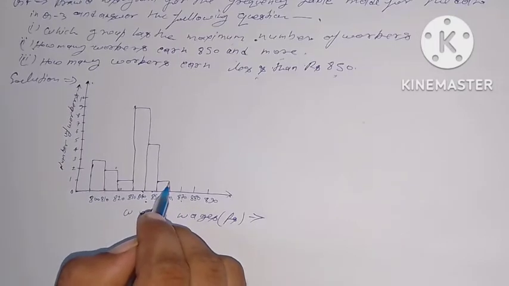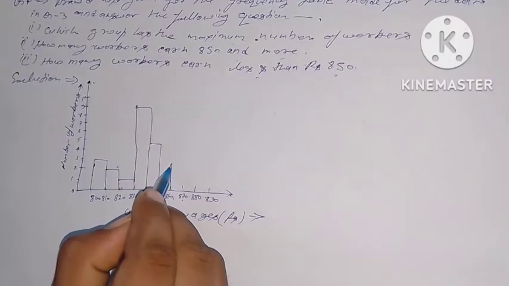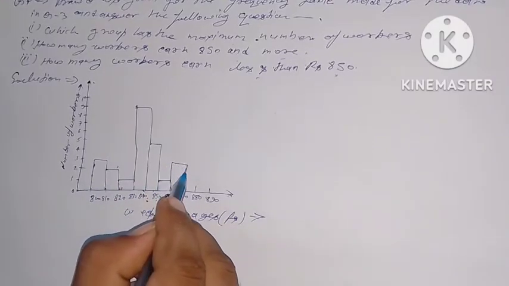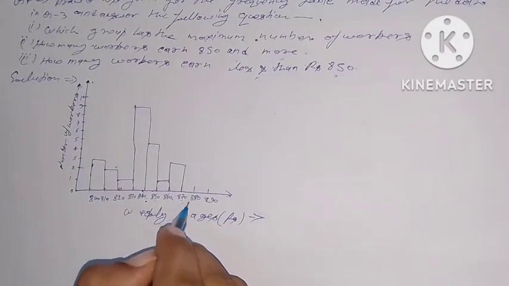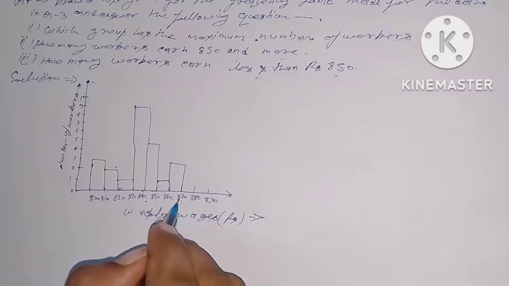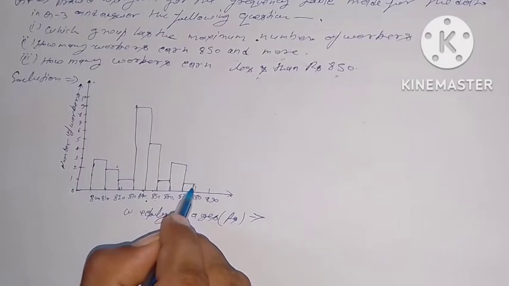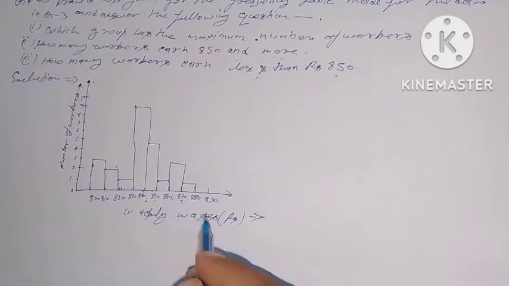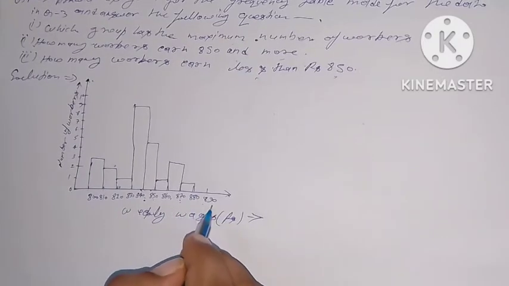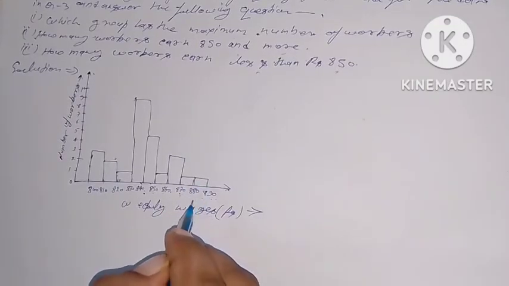Then the graph goes up to 3. And the workers who earn money between 870 to 880: only one worker. Then the graph goes up to 1. And the workers who earn between 880 to 890: only one worker. So this graph will go up to 1.